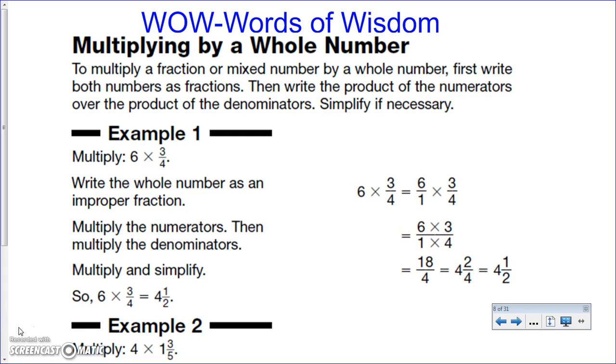To multiply a fraction or mixed number by a whole number, first write both numbers as fractions. Then write the product of the numerators over the product of the denominators. Simplify if necessary.